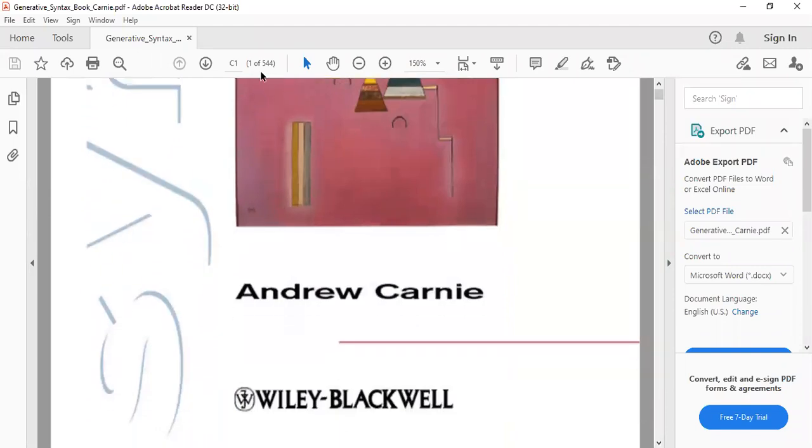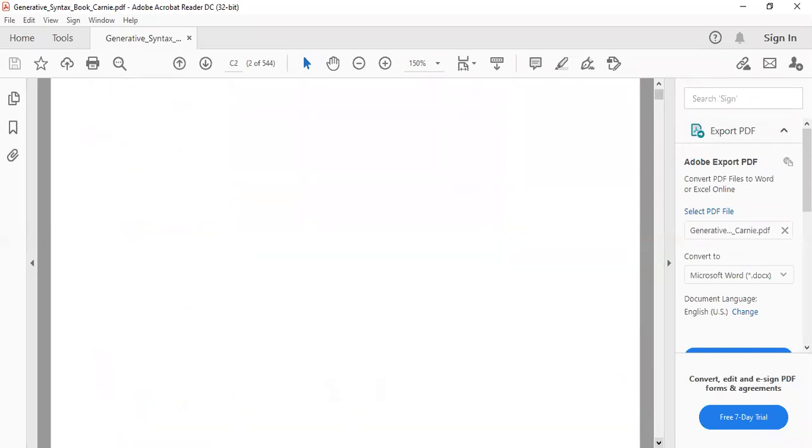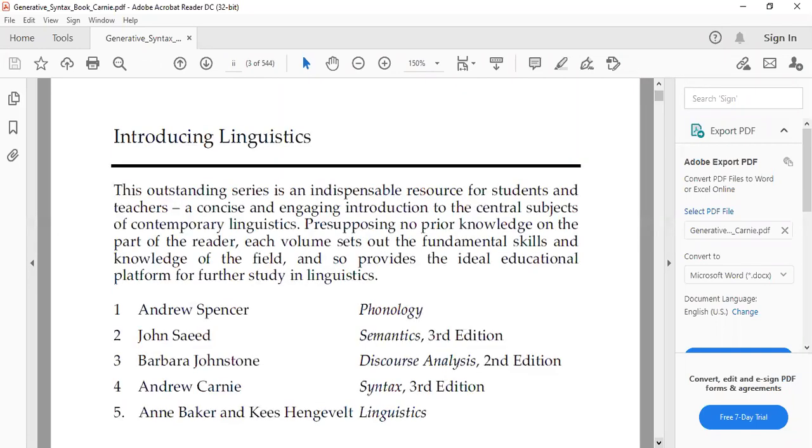And don't worry, if you can read the number, this is page 1 of 544 pages. Don't worry, we will not be able to finish everything. I just want to give you the basic things in syntactic theory. Wiley Blackwell is the publisher. And this is about the title.